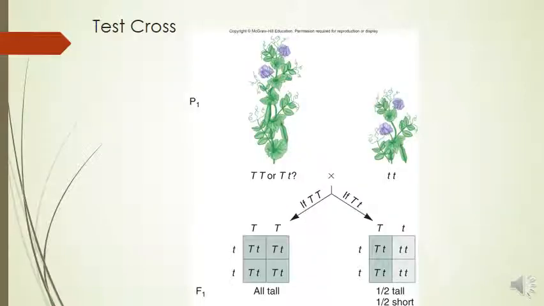This slide shows a test cross where breeding a tall pea plant with a homozygous recessive short plant reveals whether the tall plant is true breeding, homozygous dominant, or non-true breeding, heterozygous dominant. Punnett squares usually indicate only the alleles.